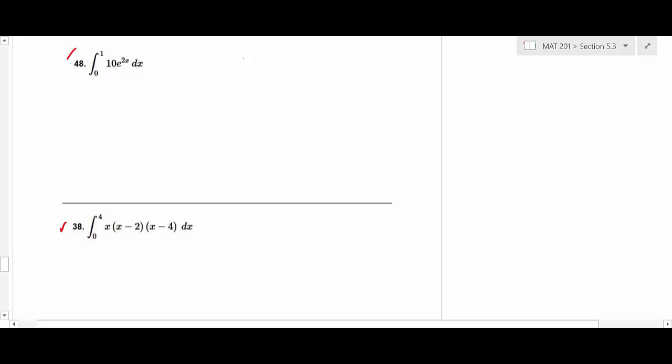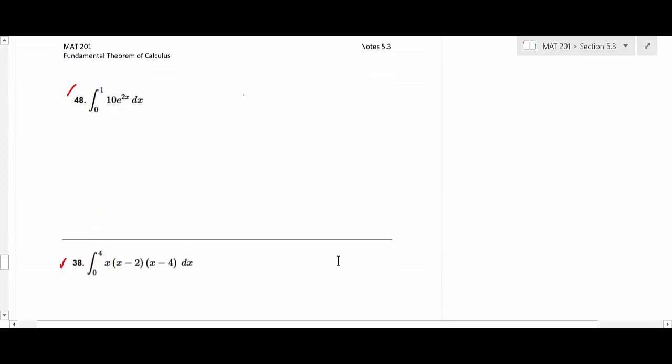I want to do one with an e, and then I think I'll finish up with this page, and we're going to move on to 5.5 where I can teach you u-substitution. So this one, we're going to move out the 10. That's a constant, so that's always a good starting point on an integral. And we do have a rule for this. I think this showed up on your test. You either knew the rule or you didn't know the rule.